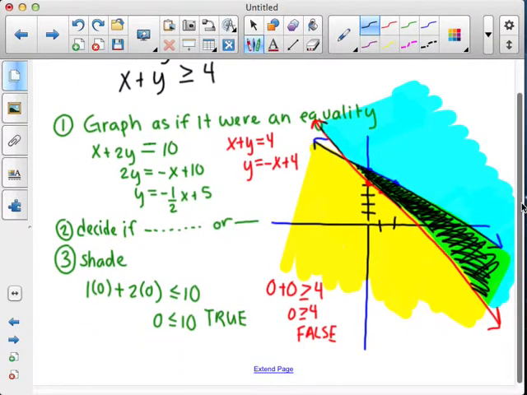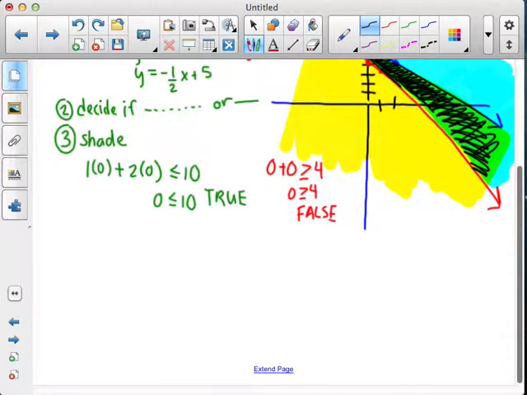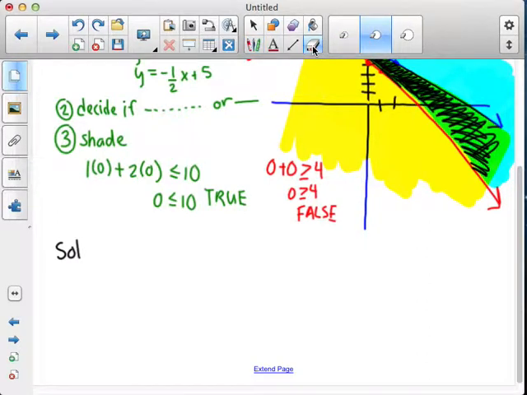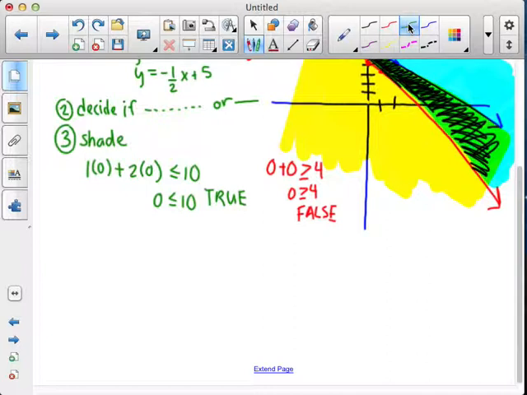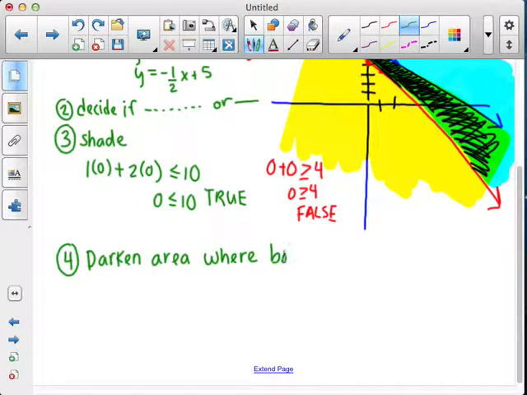So the solution to the inequality, and this would be step 4 here. Let me write this as step 4. Darken area where both shaded regions overlap.